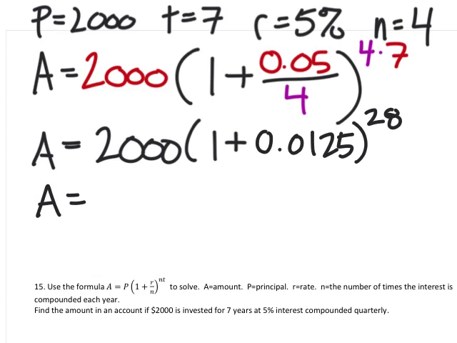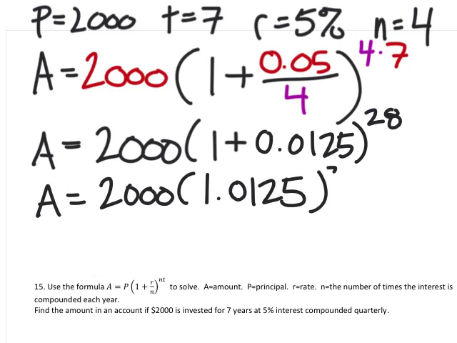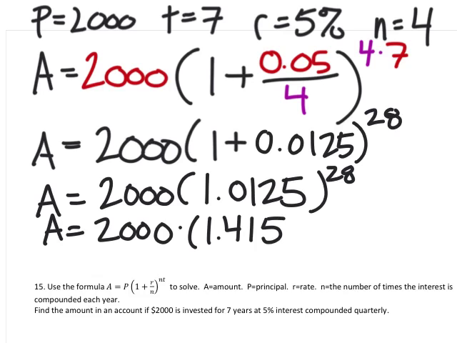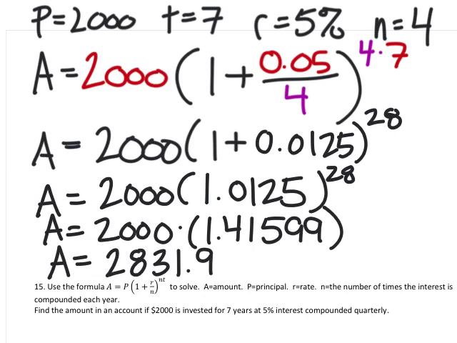So simplifying even further, we get the amount equals 2,000 times 1.0125 to the power of 28. So A equals 2,000 times, I don't know what that is, to the power of 28 is going to be 1.41599, and then just multiplying that by 2,000 gives us the amount is $2,831.98.